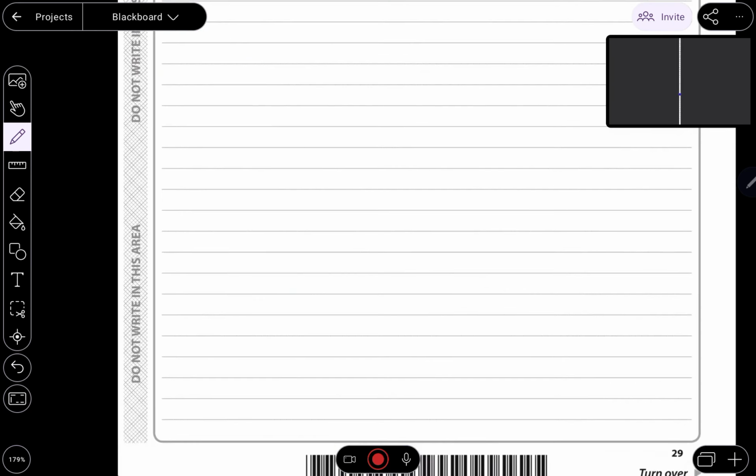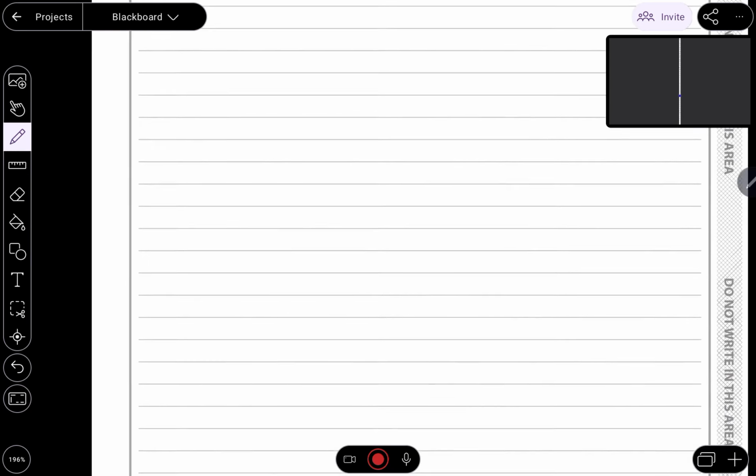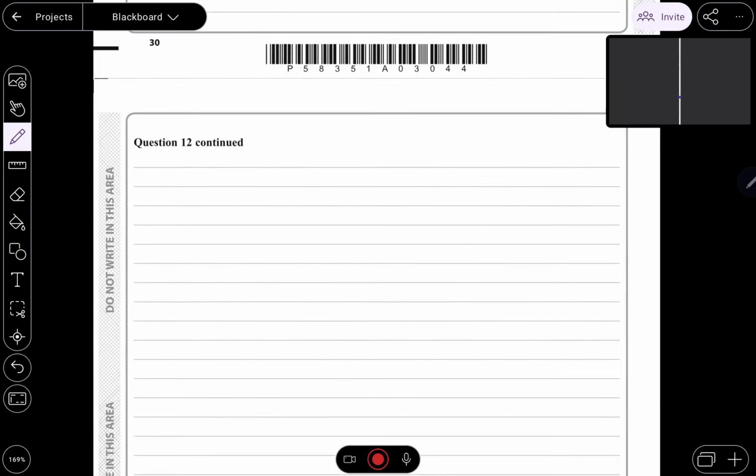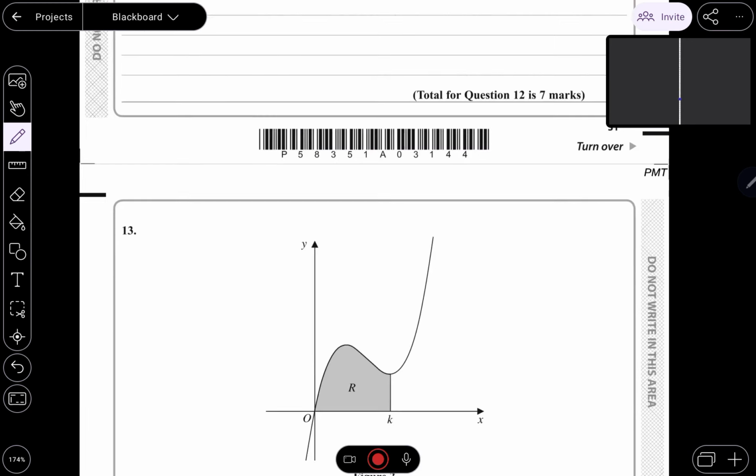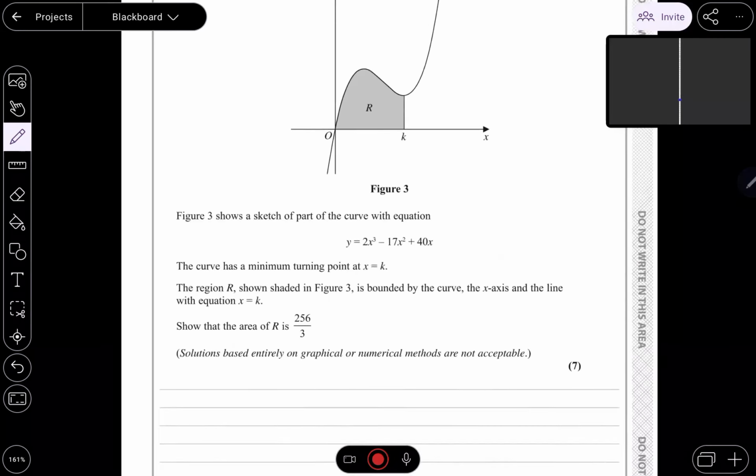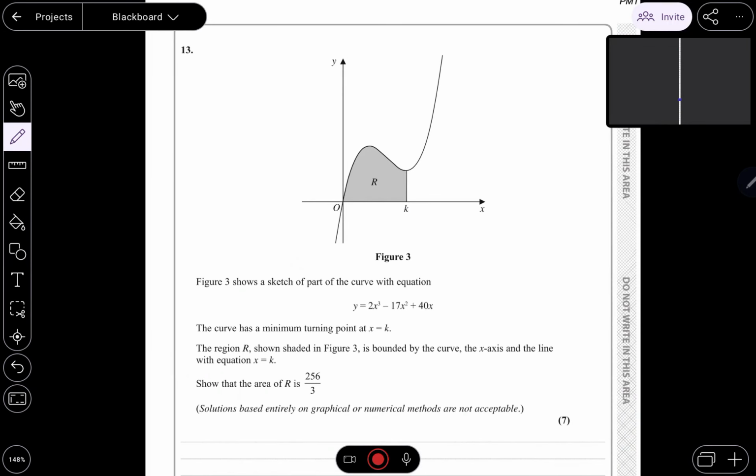Next one. How many questions are left? I have no idea. Scroll. Oh my god. Scroll downwards. Nice. Okay. This looks like the usual last question, but we'll find out, I guess, in a second.